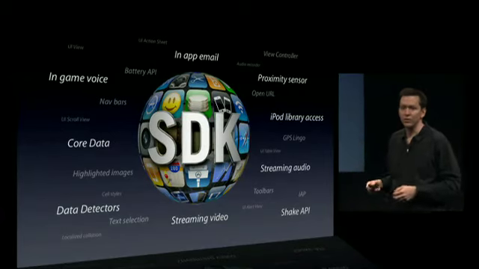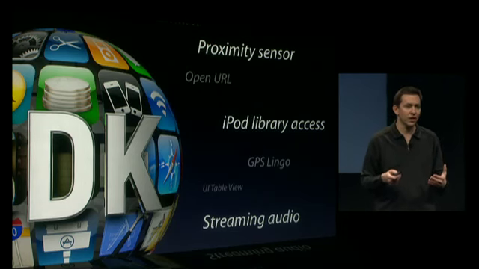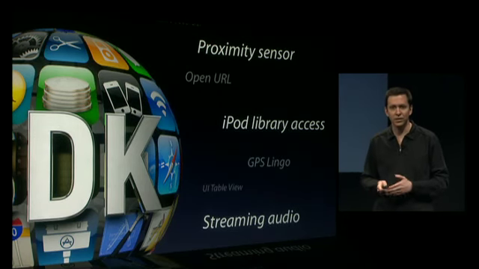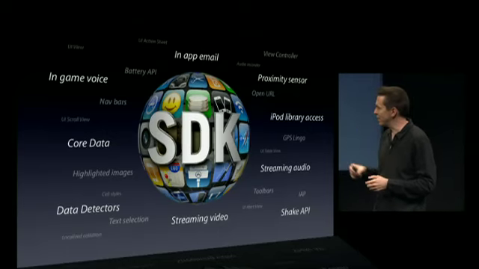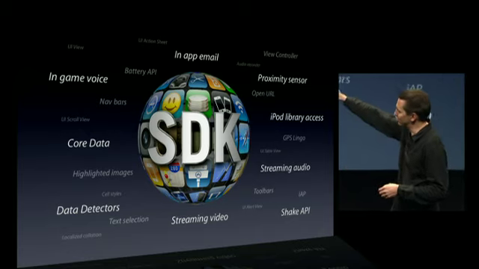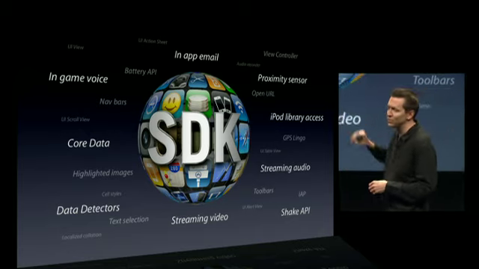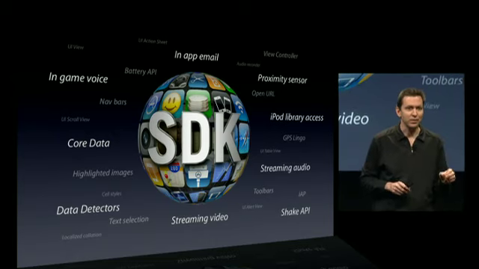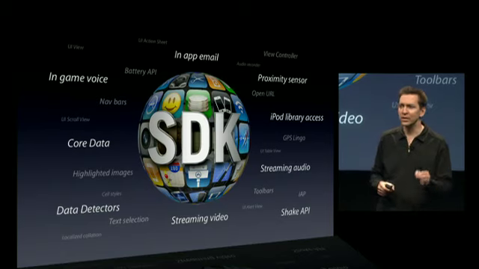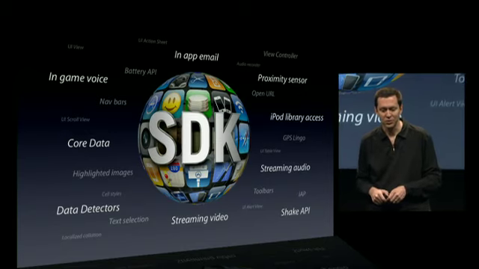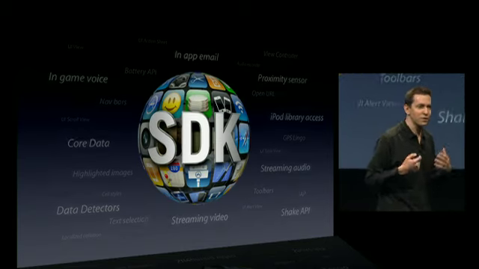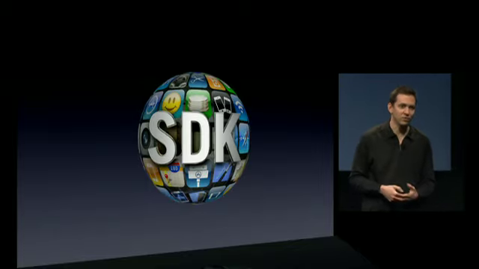Streaming audio and video. We're introducing a new standard for streaming audio and video over HTTP, so it even goes through firewalls. We've made the Shake API public, so you can use shaking. We've made data detectors and Core Data available. And in-game voice. If you have a game that plays over Wi-Fi, we have built-in voice chat APIs you can use to add voice into your game. So again, just a few of the over 1,000 APIs we're adding for developers. This is a big update for the iPhone SDK.